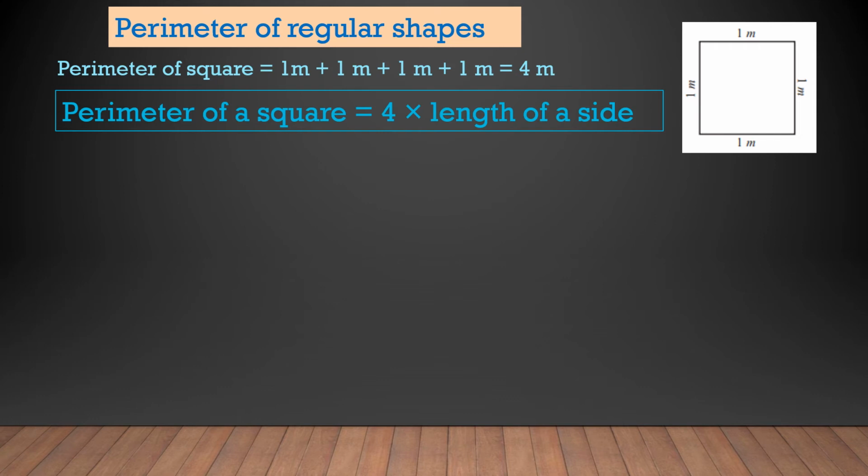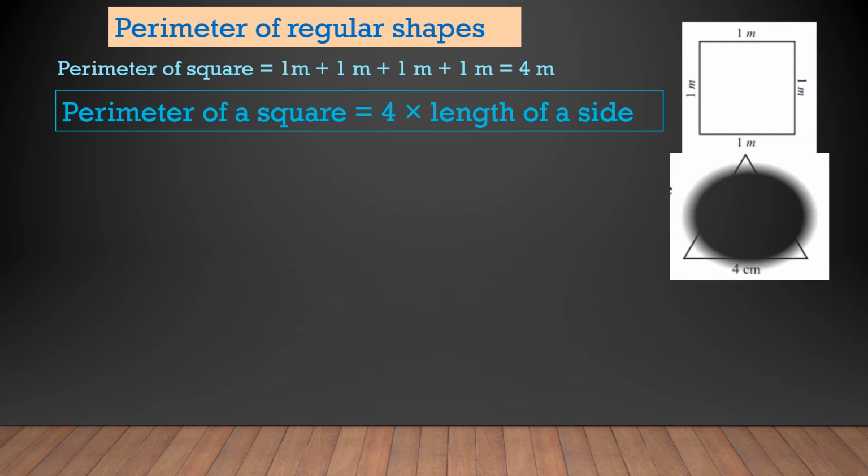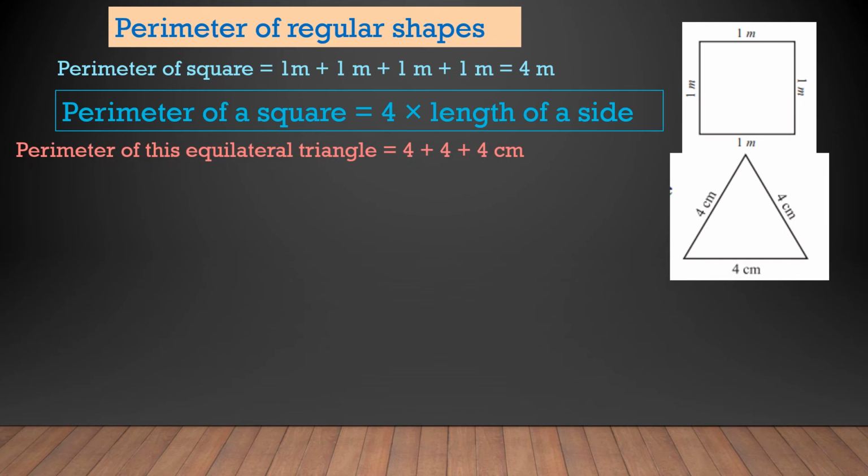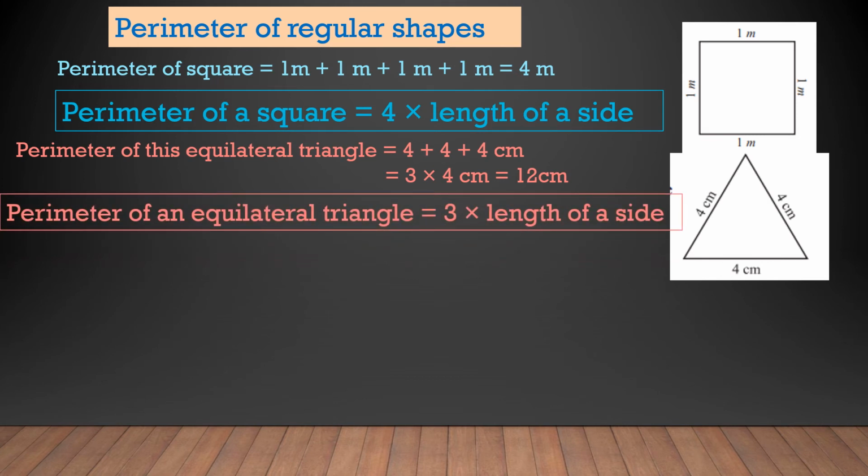Now, look at the equilateral triangle with each side equal to 4 cm. Can we find its perimeter? Perimeter of this equilateral triangle is equal to 4 plus 4 plus 4 cm. That is equal to 3 into 4 cm, which is equal to 12 cm. So we find that perimeter of an equilateral triangle is equal to 3 into length of a side.